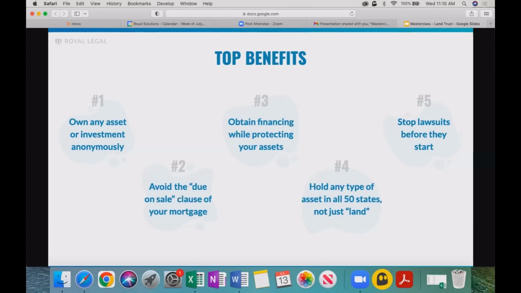So top benefits, as I said, you can own an investment anonymously to a degree. You can avoid the due on sale clause. You can obtain financing in the land trust, or it's very easy to move out of the land trust and move back in: get financing while it's in your own name, then move it back in. But people do actually finance in a land trust as well. Hold any type of asset in all 50 states, not just land, and then stop lawsuits before they start. Like I said, if it looks like you don't own it, generally speaking, you're not a good target. So that's where that tagline comes from.